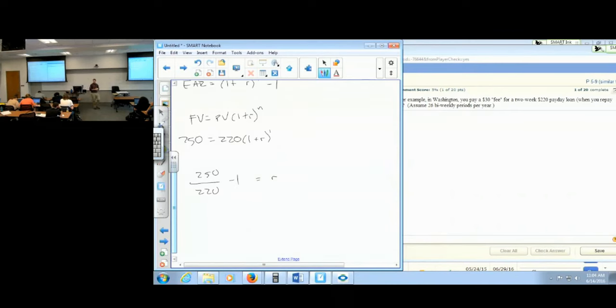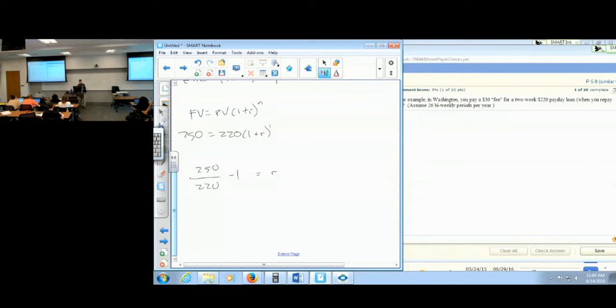An equivalent way to work this problem is to look at it from the lender's perspective. Okay, the lender gave up $220, and in exchange for giving that up, they're going to receive a $30 fee, right? They give up the $220, they get the $220 back 2 weeks later, but they receive the $30 fee. So from the lender's perspective, the cash flow they received was $30. What they had to give up to get that cash flow was $220. So what percentage of 220 is 30? That's their rate of return. Either one of these is going to give you the exact same answer, just different ways of looking at it.